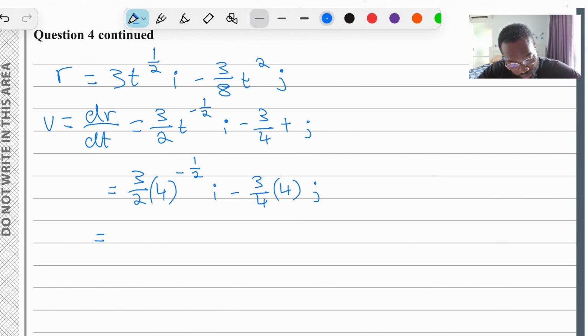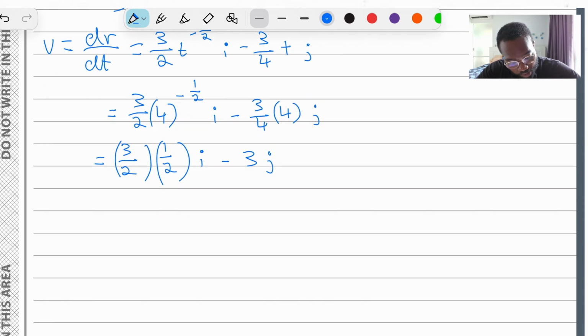If we work this out, we get 3 over 2 times, for this one here, it'd be a half, because you do the reciprocal, so you get 1 over 4, and then you square root 1 over 4, you get a half, and that would still be i. And then minus 3 over 4 times 4, that one would simply be minus 3j. Therefore, if we simplify this down, we get 3 over 4 i minus 3j. So we know that velocity is 3 over 4 i minus 3j when t is 4.